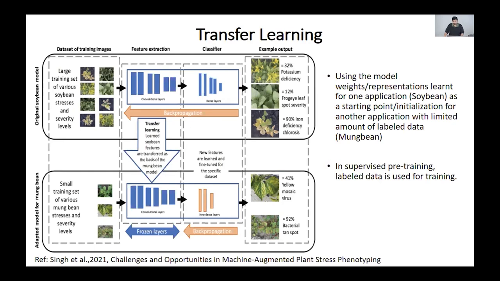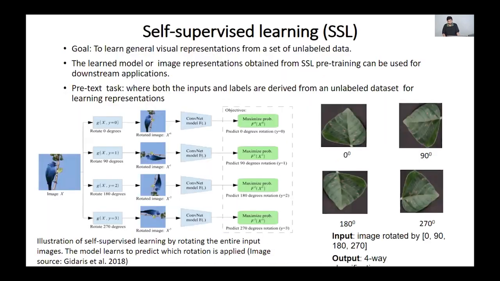But here, an important point is for the pre-training of the model, we need labeled data. So first, we need a large amount of labeled data for soybean diseases, and then we train a model, classify the diseases, and use the pre-trained encoder for the soybean data for the fine tuning to the mung bean data. And transfer learning has been commonly applied in the deep learning community for a long time. Now, we are going to talk about another way of transfer learning where for the pre-training, we are not going to use labeled data, but unlabeled data.